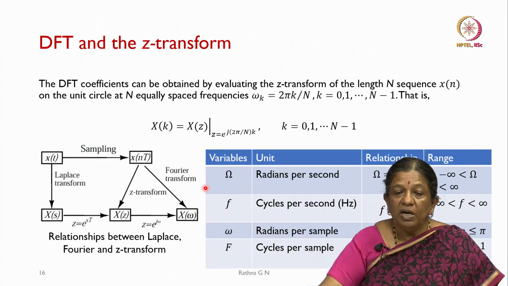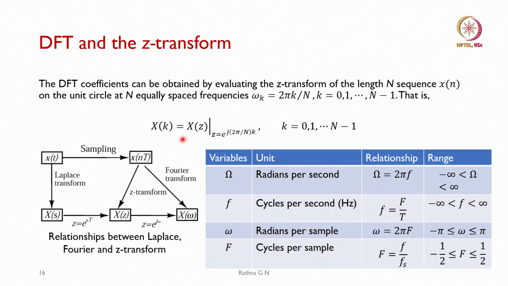So, now how are we going to represent our DFT and the Z transform? What is the relationship we will see in this slide? The DFT coefficients can be obtained by evaluating the Z transform of the length n sequence x of n on the unit circle. We have seen it already, at n equally spaced frequencies wk, which is given by 2 pi k by n, where k varies between 0 to n minus 1.